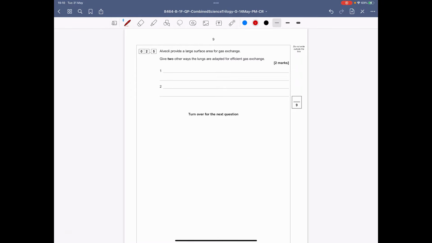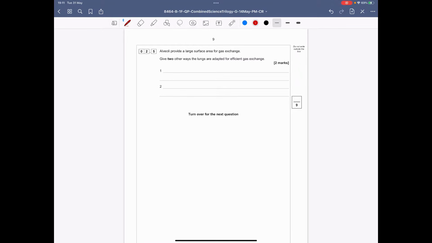Question 2.5. The alveoli provide a large surface area for gas exchange. Give 2 other ways the lungs are adapted for good gas exchange. Now this is a common question. They can relate it to any situation. They might talk about the alveoli, the intestines, adaptations of fish, but you can say the same adaptations if it's talking about gas exchange or movement of particles.